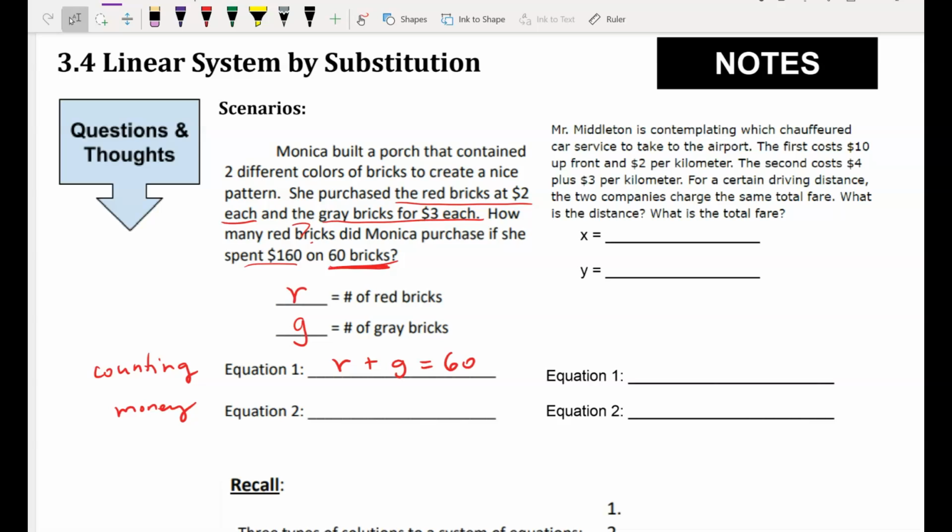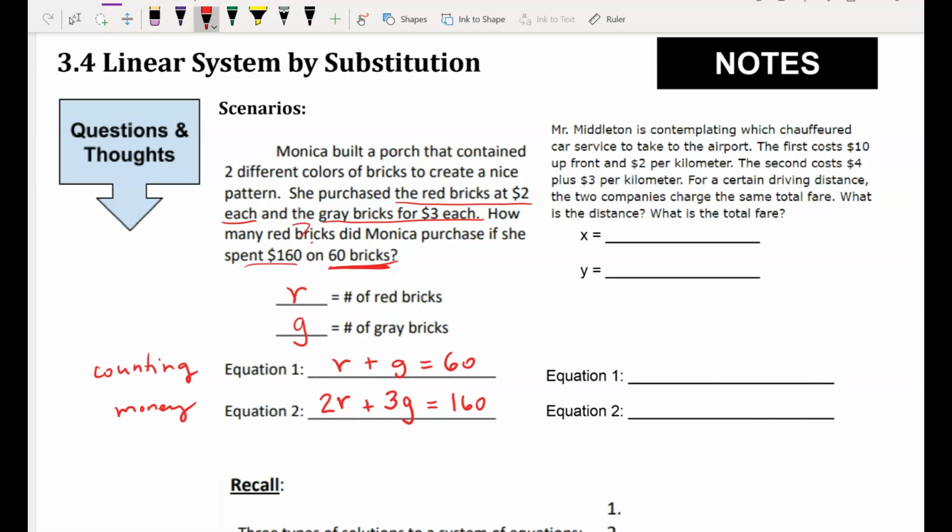How much money did she spend on red bricks? Well, she spent $2 for each brick, but we don't know how many bricks. So we're going to multiply that $2 times R, which is the number of red bricks. Then we're going to add to that the cost for gray bricks. 1 gray brick costs $3, and we don't know how many, so we're going to multiply by G, which is the number of gray bricks. We know that she spent $160 in total. So everything in the second equation deals with money.